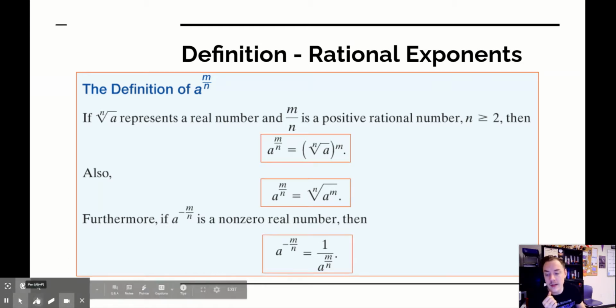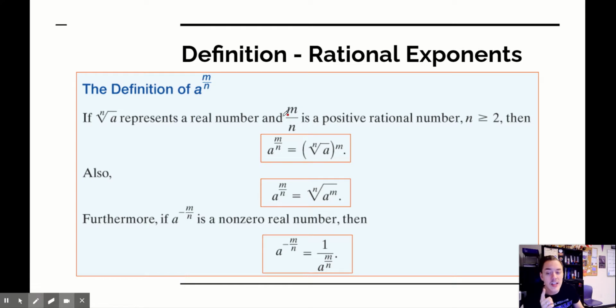So what do these mean? I'm going to show you what these mean right here. This now is saying, what if you have an nth root of a, and that represents the real number, and m all over n. Not 1 all over n, but m all over n. Some number all over some number is a positive rational number. What does that mean? That means something like this. So this is a classic example, 2 to the 4 all over 3rd power.